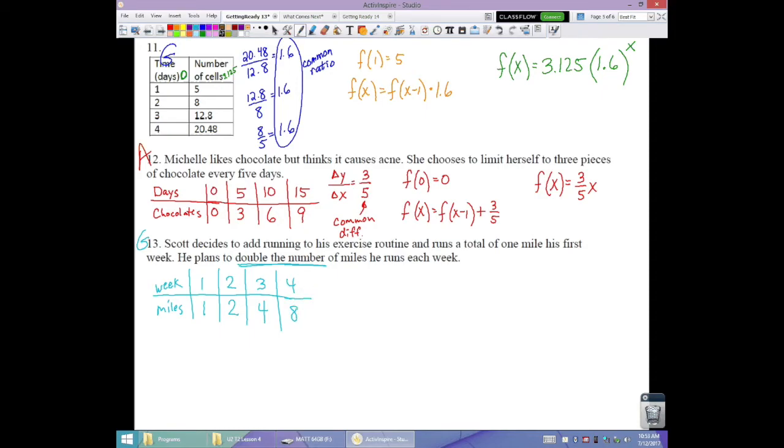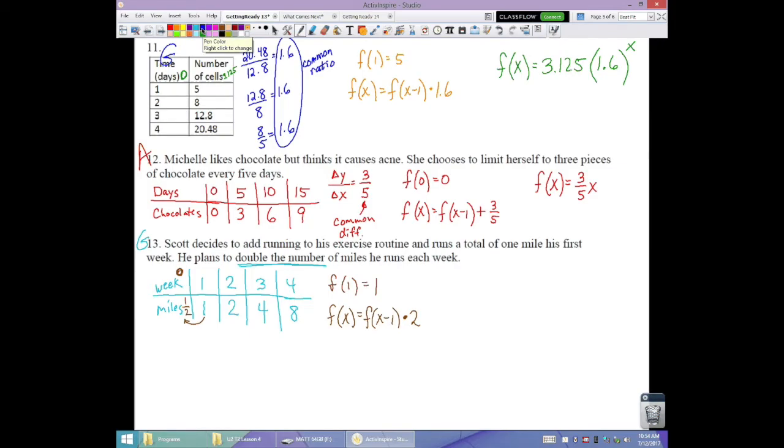Again, I'm going to need week 0, so let's go ahead right now and find week 0. I need to go backwards, which would mean rather than multiply by 2, I'll divide by 2. Well, 1 divided by 2 is 1/2. So our recursive formula: start with f of 1 equals 1, and each new f of x is found by taking the previous term, f of x minus 1, and multiplying it by 2.